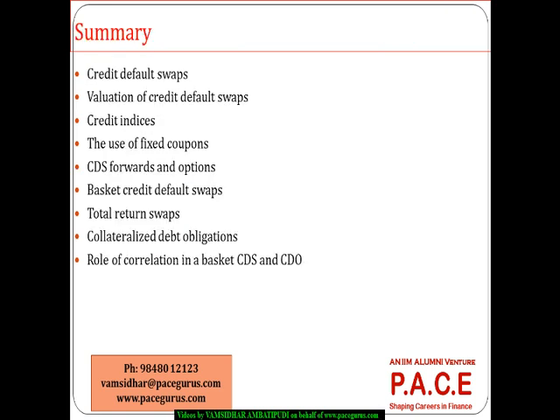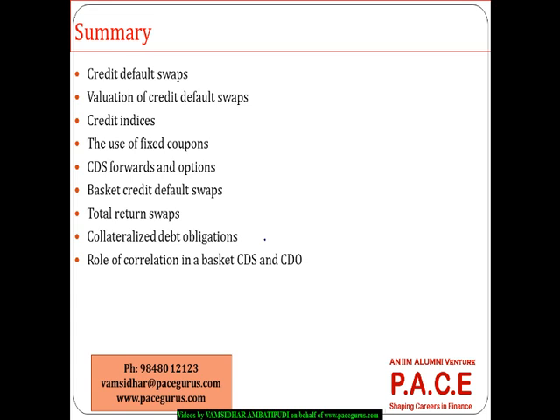So this is what we have dealt with in this chapter on credit derivatives. We had a good understanding of credit default swaps. We took a numerical example to do the valuation of credit default swaps. We understood credit indices, how the real trading happens with respect to credit indices. We used the fixed coupons model. We looked at what we mean by CDS forwards and options. We had a basic conceptual understanding of the basket CDS. We talked about total return swaps.